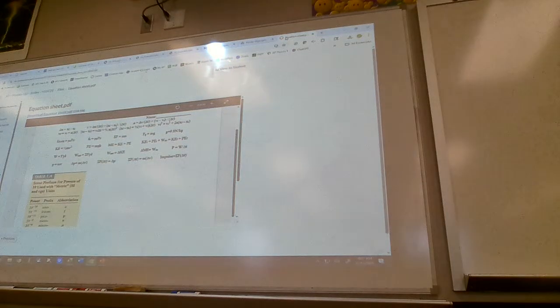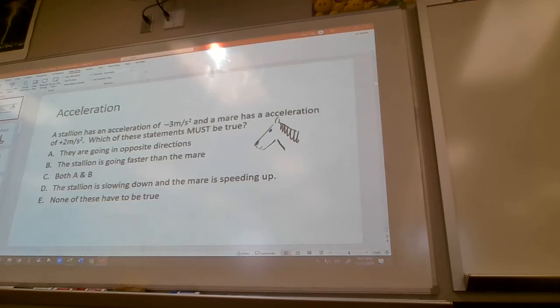This is the equation sheet that I posted on Canvas. I'm going to leave the momentum equations on there, but you're not necessarily supposed to use them, though some people might find that beneficial because it was one big continuous story. So that is on Canvas. The PowerPoint that I'm about to go through is also on Canvas.